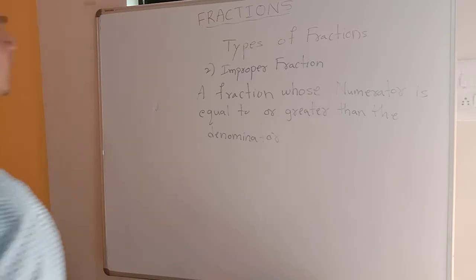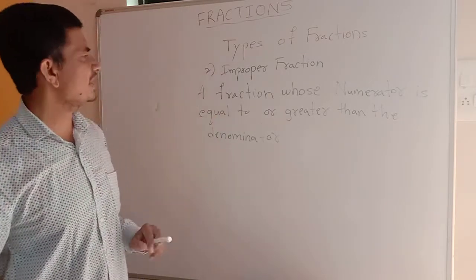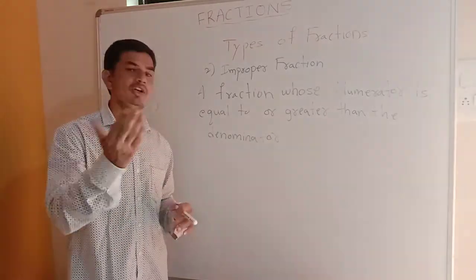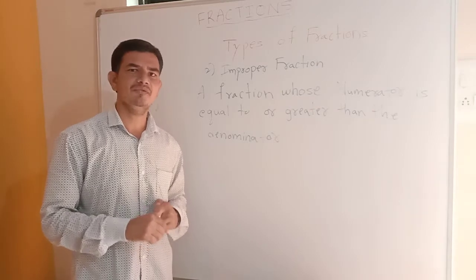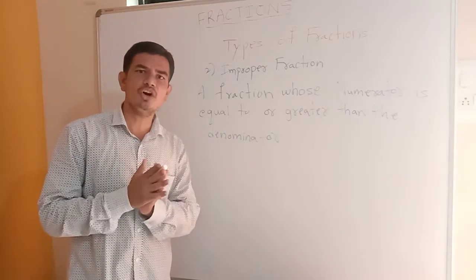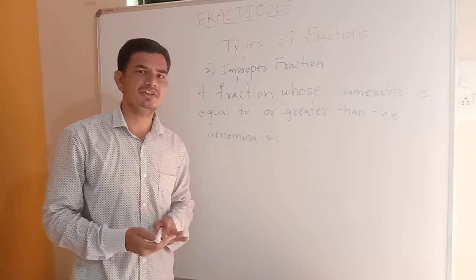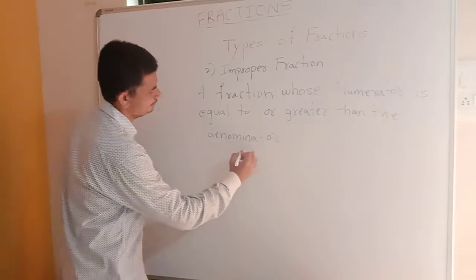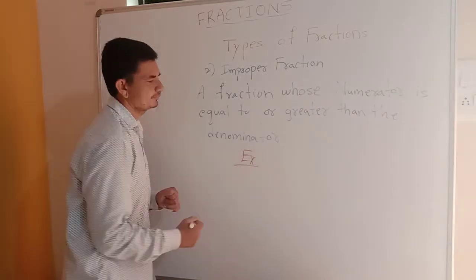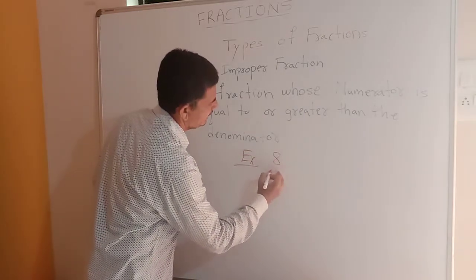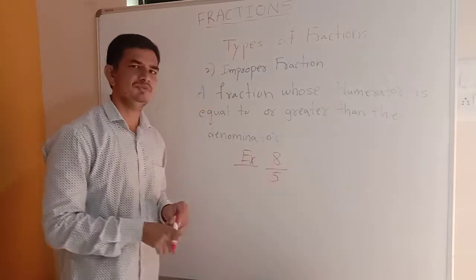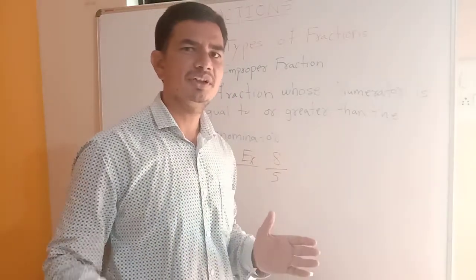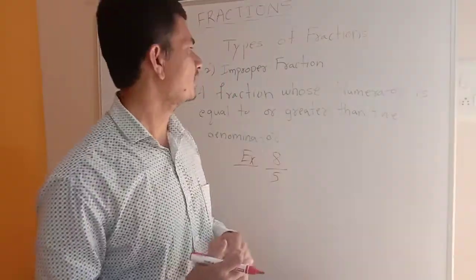See friends, the second one is improper fraction. A fraction whose numerator is equal to or greater than the denominator, that kind of fraction is called an improper fraction. Let us take the examples. 8 by 5. You can see that it is the reciprocal of a proper fraction; that same reciprocal is improper.